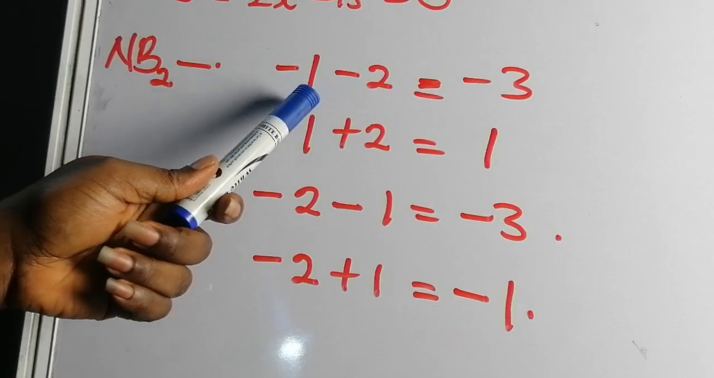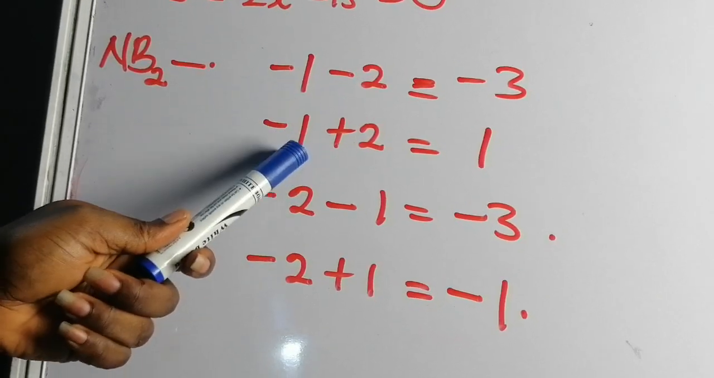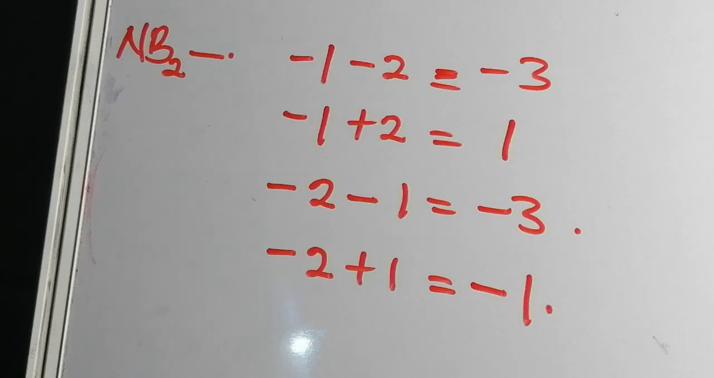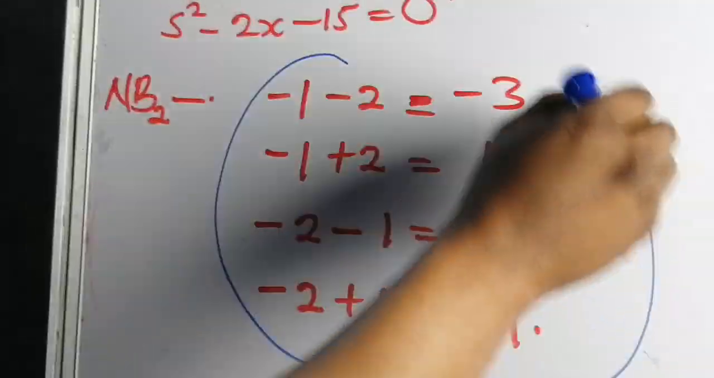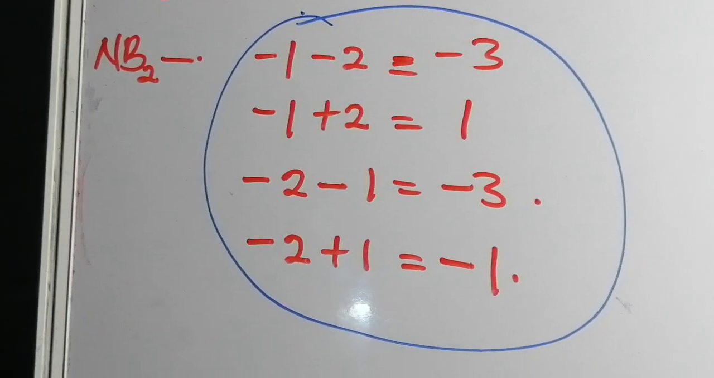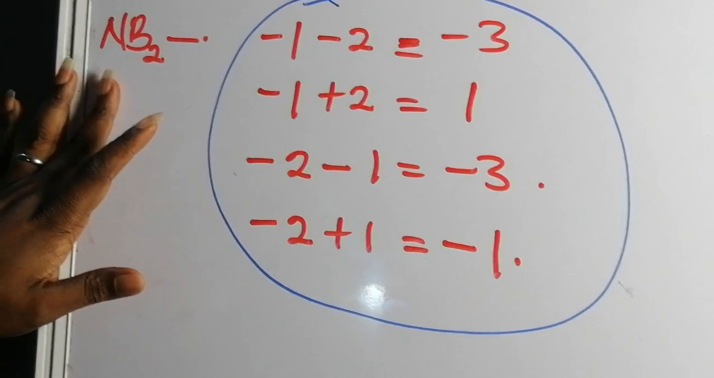So this four thing, it can mean anything. It can mean two can be here, three can be here, four can be here. I'm just using this one as an example. So these things you need to note. Note this particular note too.